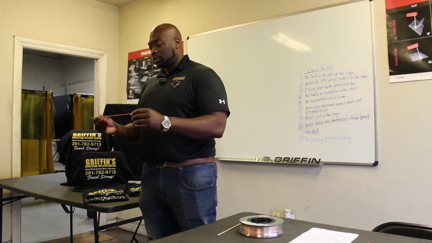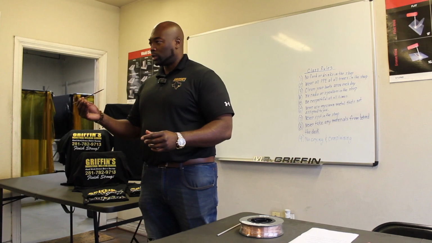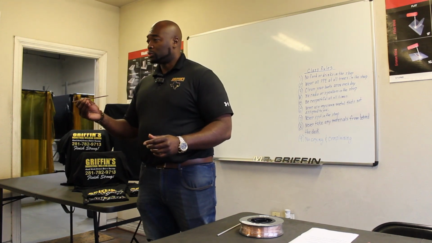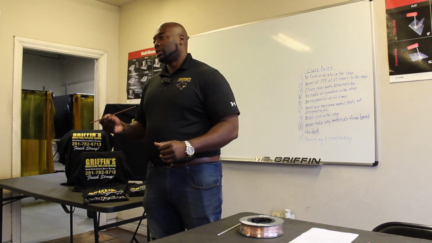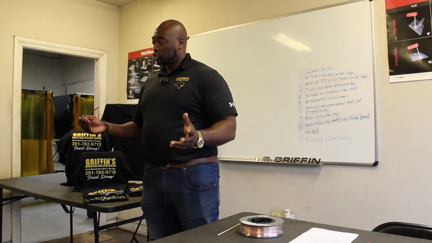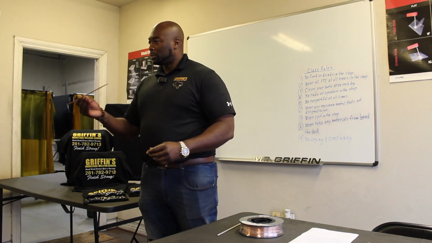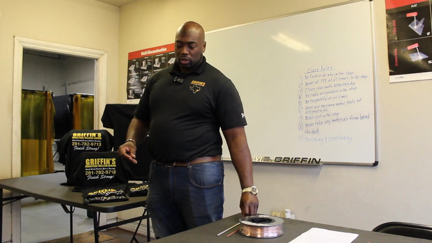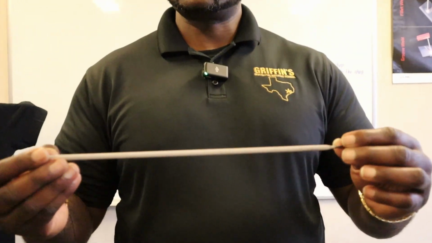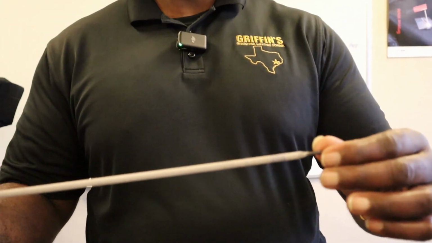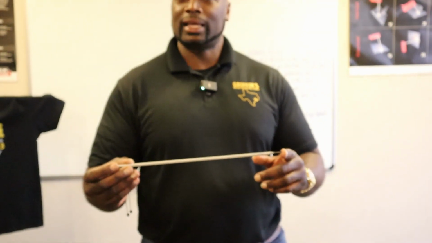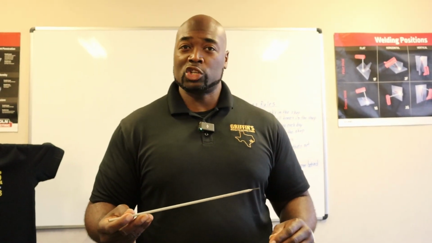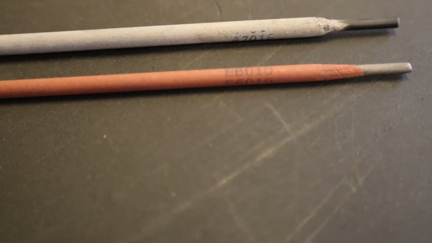When you're using the E6010, the E stands for electrode. The 60 is the tensile strength, which means this rod can hold up to 60,000 pounds of pressure. The 1 is the position, which means this rod can be run in all positions, and the 0 is the flux type and current. When you're using our low hydrogen electrode, the E7018, the E stands for electrode. The 70 stands for tensile strength, which means this rod can hold up to 70,000 pounds of pressure. The 1 is the position, which means this rod can be run in all positions, and the 8 stands for flux type and current.